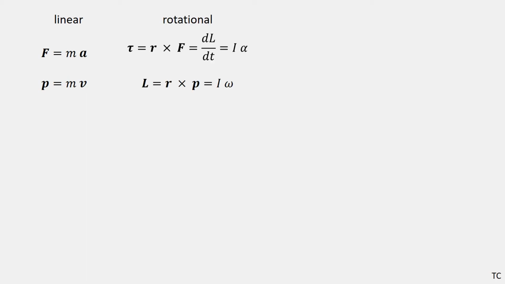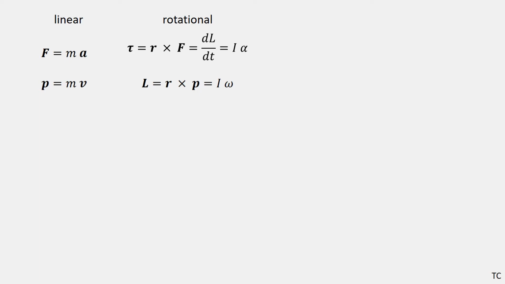So first, I'd like to go over some common terms used in linear dynamics. That being that force is equal to mass times acceleration, and momentum is equal to mass times velocity. And from here, we can look at their rotational analogs. So the rotational analog to force is torque, which is r cross F, can commonly be equated to I alpha, where I is the moment of inertia and alpha is angular acceleration.